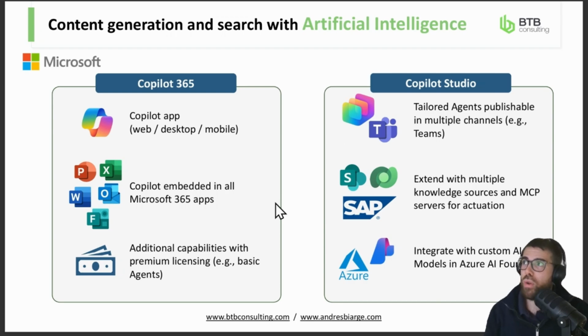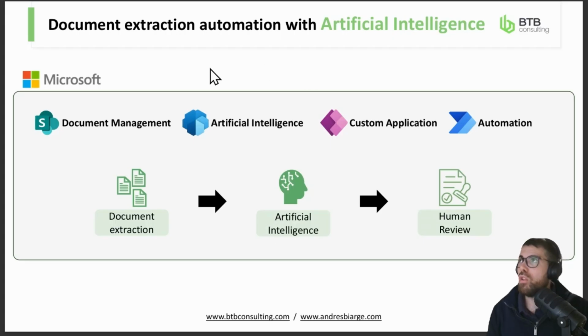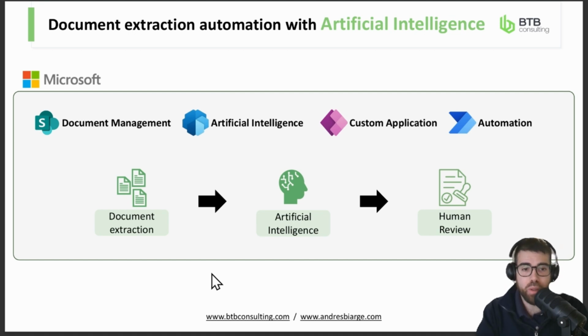Now let's jump to the third use case, which is document extraction. Document extraction, normally it's a process where you get information of the document, use AI to get that information, and then review the document by a human because normally, the models are real good, but depends on the document. You may need to add a human in the loop, of course.